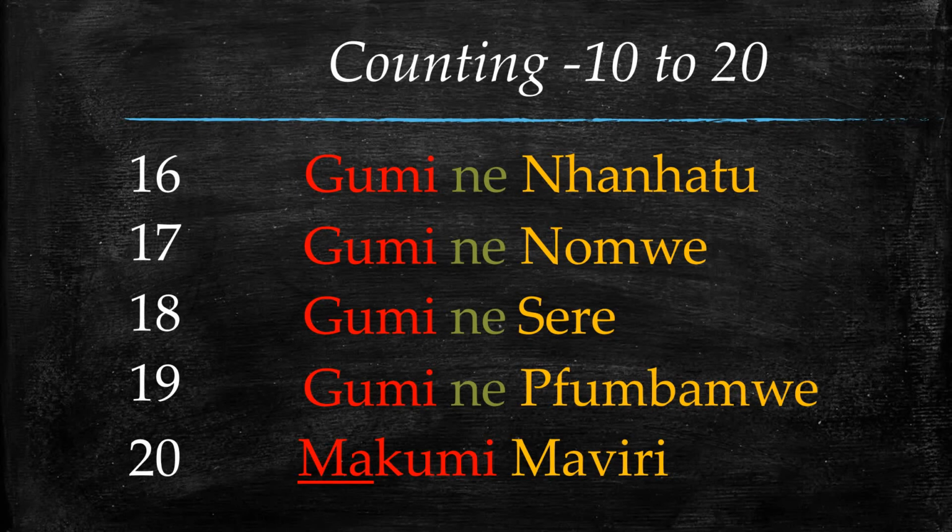And 20 is makumi maviri. Maviri, mbiri, potsi piri. So maviri means 2, makumi is plural for gumi. So when there are 2 tens, it becomes makumi maviri, also plural. It's 2 tens, makumi maviri.